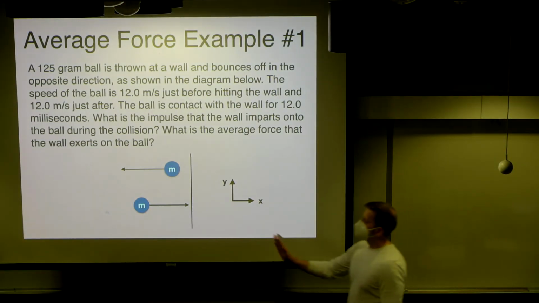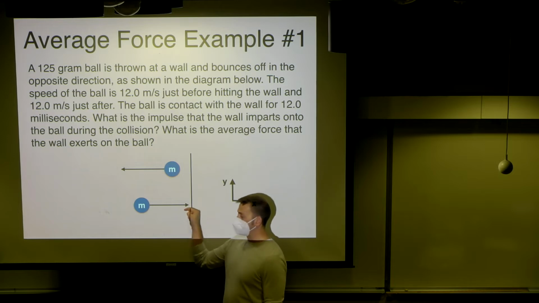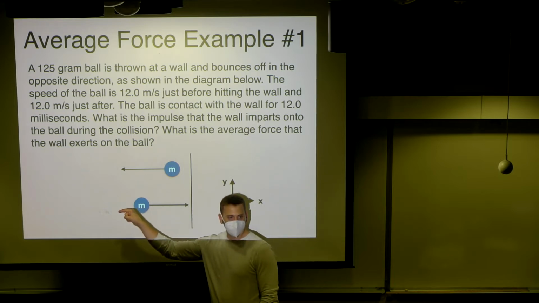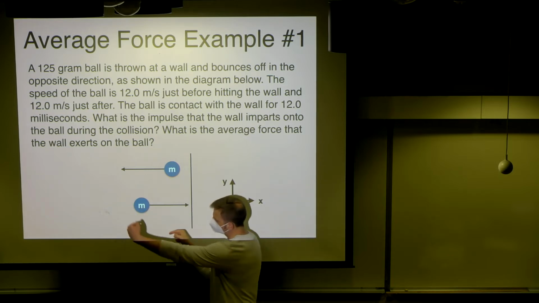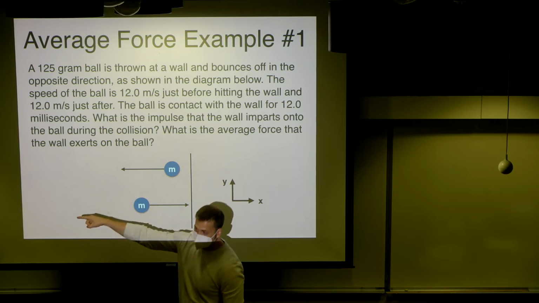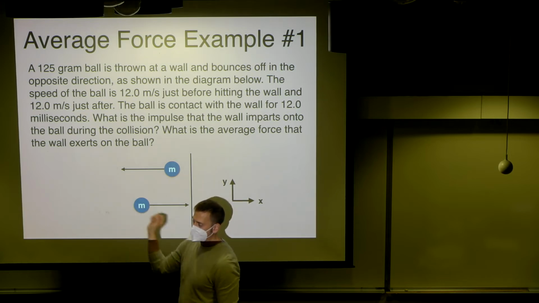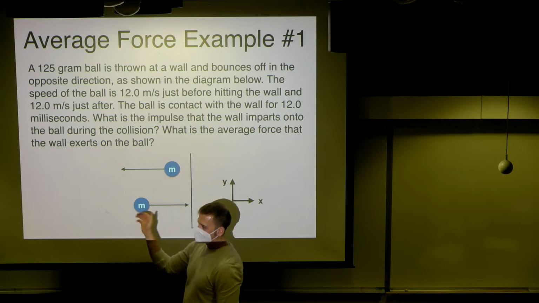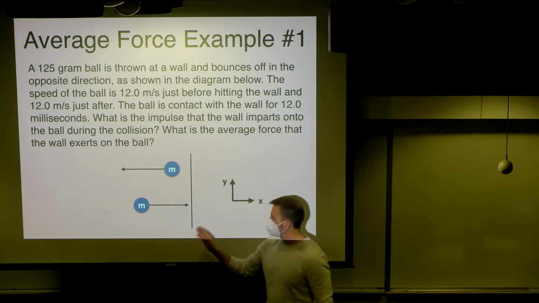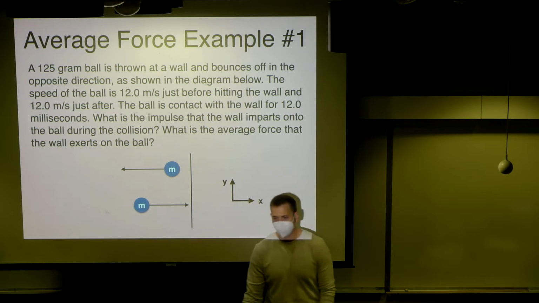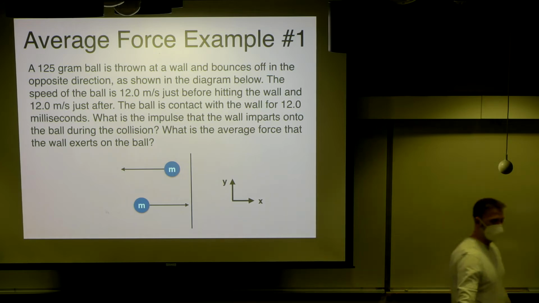The wall is going to have to exert a force that way to make the ball bounce off it, right? It's coming in like this. It needs to feel a very strong force going the other way in order to bounce back. That's what it is. It's 250 newtons of force going in the negative x direction. So any questions on that?